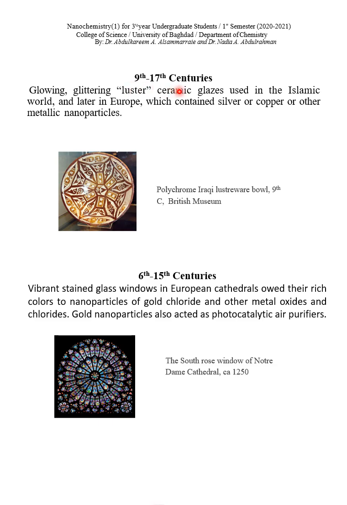More examples in 9th to 17th centuries, for example صناعة polychromic miraculous bowl. Glowing, glittering, luster ceramic glaze is used in the Islamic world and later in Europe, which contains silver or copper or other metallic nanoparticles. فهذا هو هذا السيراميك. طبعا هذا كان يعني صناعة عراقية. فهاي السيراميك مطلي بالشايني كوتينج اللي هو يكون شايني لأنه يتكون من silver or copper or other metallic nanoparticles.